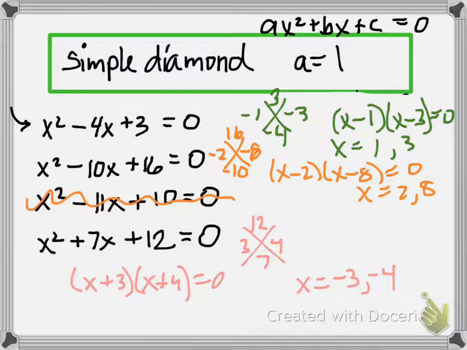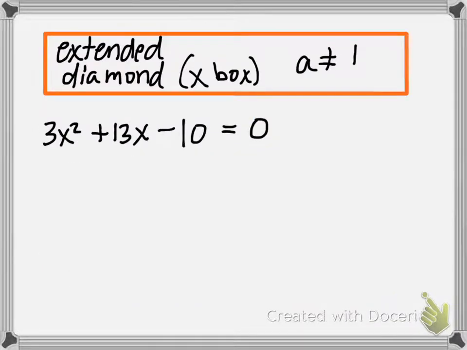So for simple diamonds, check: is a equal to 1? Then try the diamond. And if the diamond works, then it's a shortcut to getting it factored and finding the answers. The one big mistake, though, is when people encounter a quadratic where a is not 1 and they try to factor it like it's a simple diamond problem. That's a mistake. When a is not equal to 1, you could call it the extended diamond.